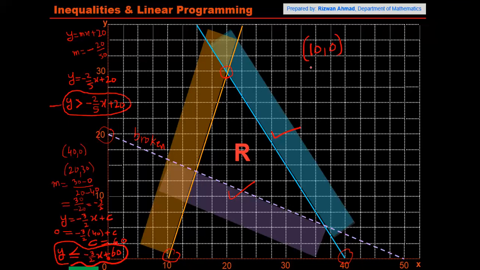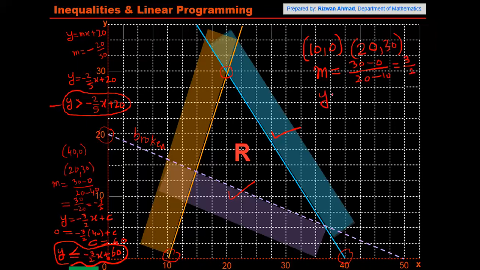10, 0 is one point. Second point we can take 20, 30, same point, it is also lying on the yellow line which was on the blue line. So the second point is 20, 30. So these are the two points. It means that the gradient will be equal to 30 minus 0 over 20 minus 10. So we got positive 3 over 2. So this is the gradient.